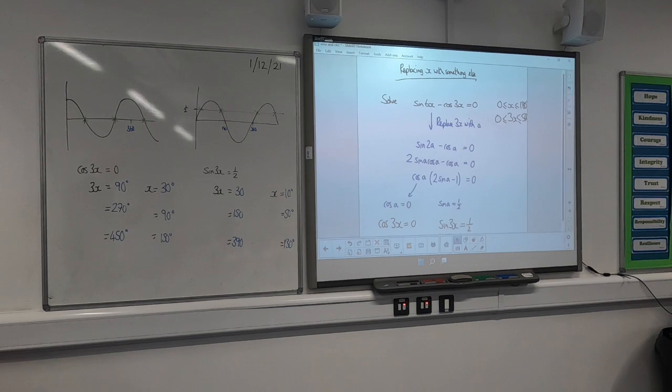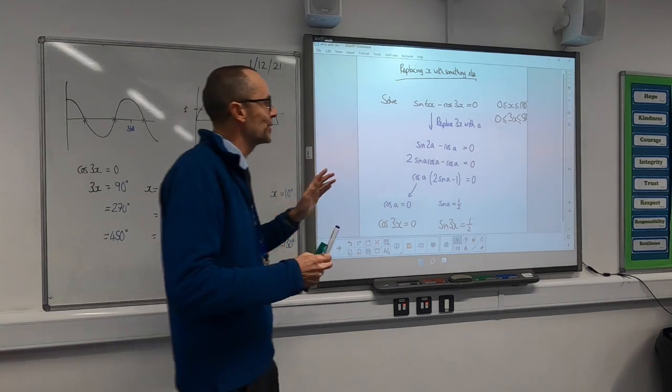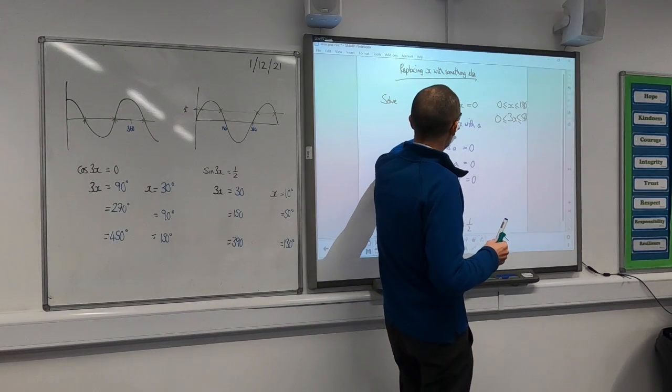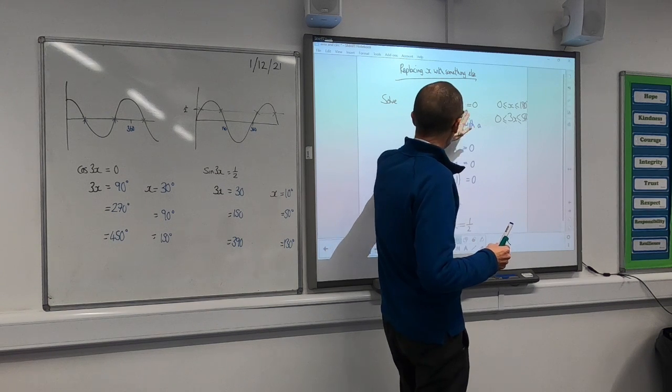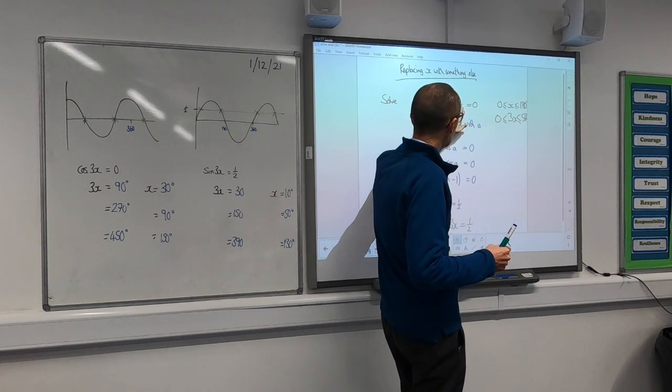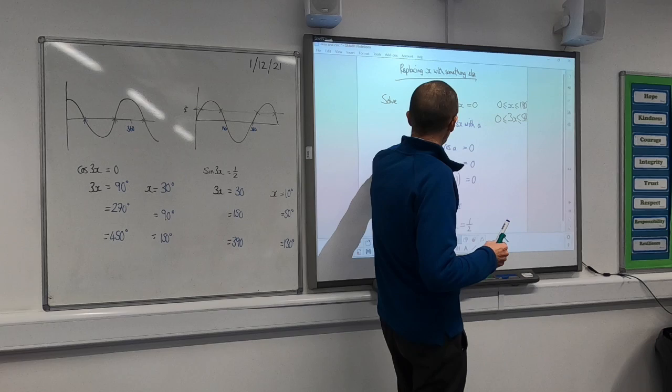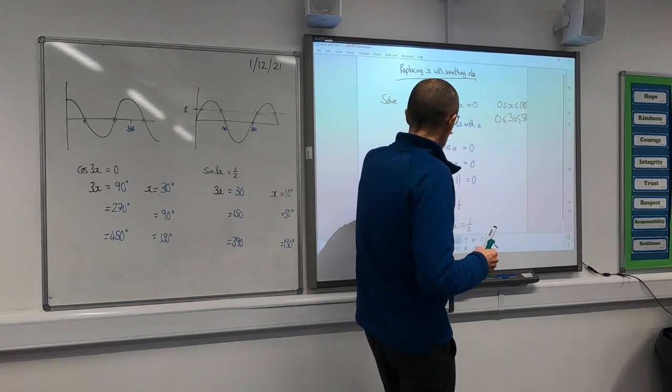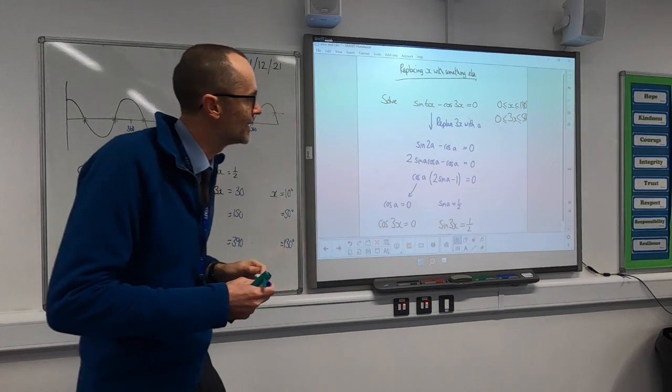It was made easier by spotting that with the variables in this equation, 3x and 6x, one was twice the other. So I replaced the smaller one with a different letter, which meant the bigger one was 2 times that letter, and therefore I could use the identity.